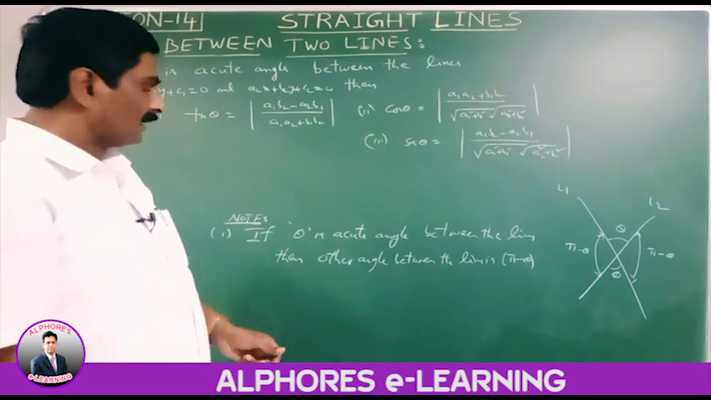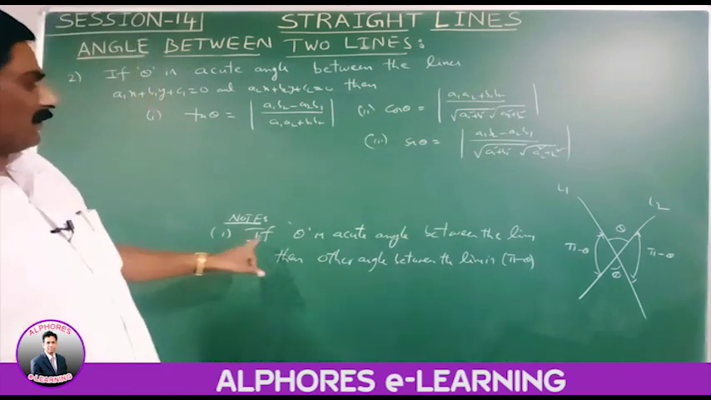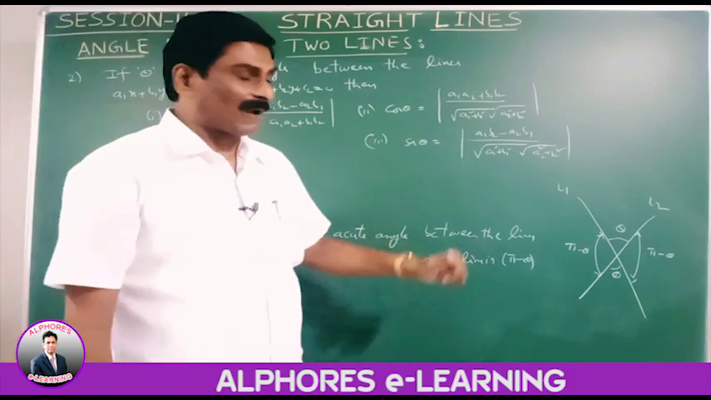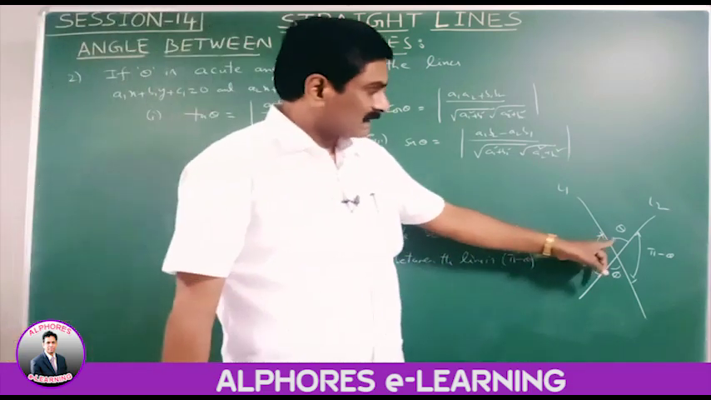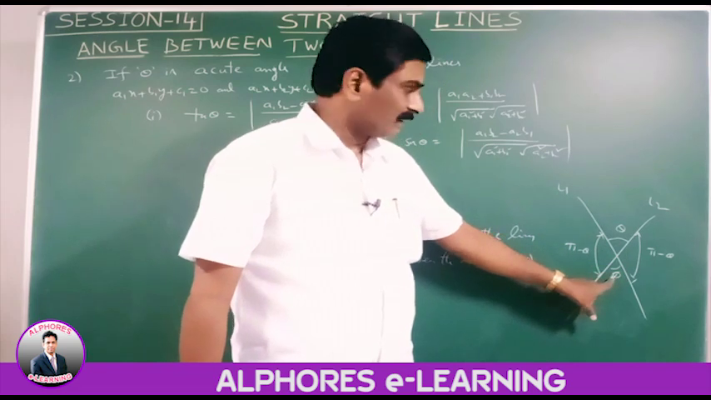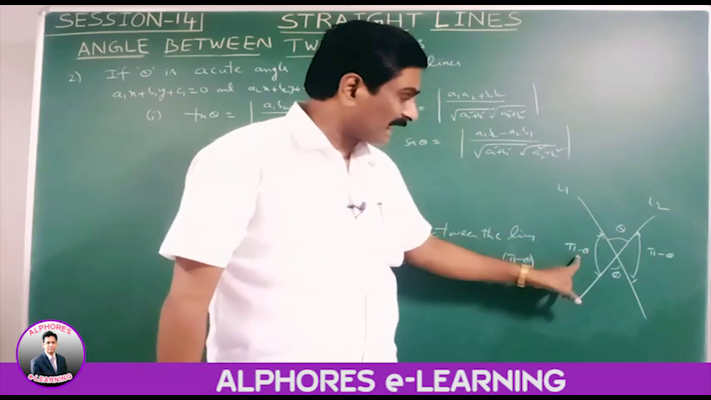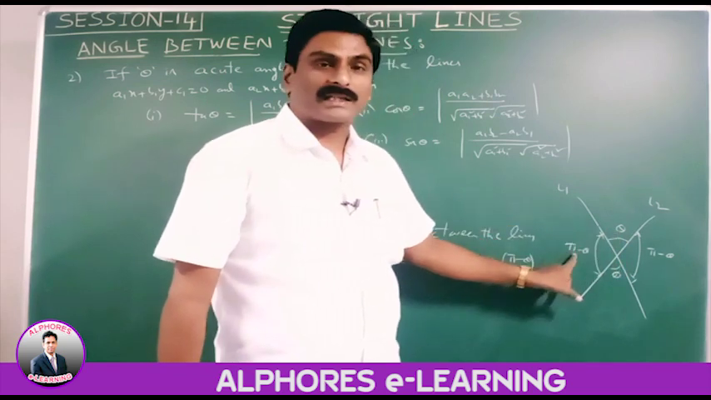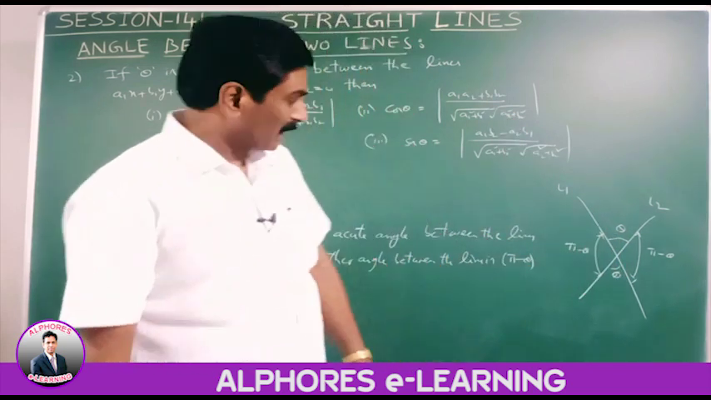Next, please write the note point. If theta is the acute angle between the lines, then the other angle between the lines is pi minus theta. Please note this diagram. Say this is theta, the opposite angle is theta. This total angle is a right angle, that means this angle is pi minus theta. If theta is one of the angles between the two lines, then pi minus theta is also the angle between the two lines. Please note this point.